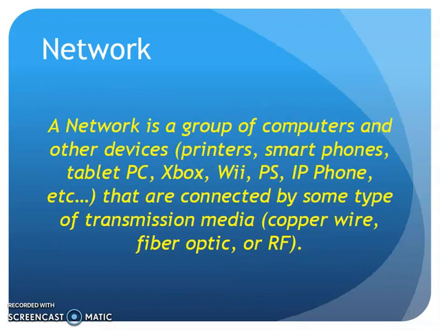So this first section, let's talk about network in general. If we look at a definition for a network, and this is similar to the one that's in the book, a network is a group of computers and other devices, printers, smartphones, tablet PCs, Xbox, Nintendo Switches, Wii, PlayStation, IP phone, etc., that are all connected together by some type of transmission media, copper wire, fiber optic cable, RF for wireless. That is a network. All those devices connect together, usually for a purpose. Usually to do things like share the internet connection, share files, or move data around between them. That's usually the function of a network.